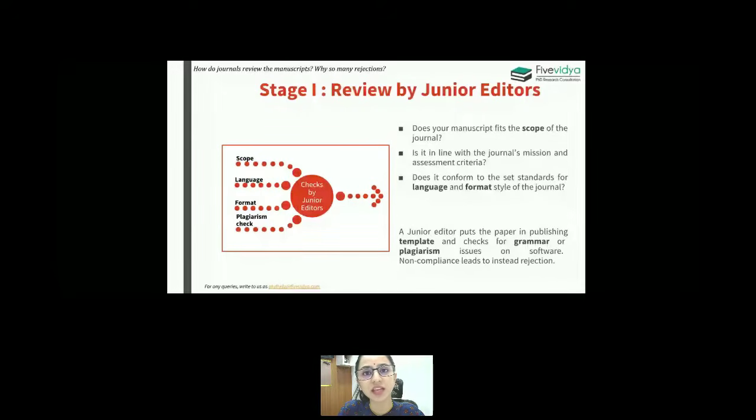Later on, they will be checking for plagiarism, whether your paper is plagiarized or not. So any carelessness here can lead to rejection then and there, and rejection at stage 1 will be highly disappointing and will also waste a lot of your time. So be very careful while preparing your manuscript.